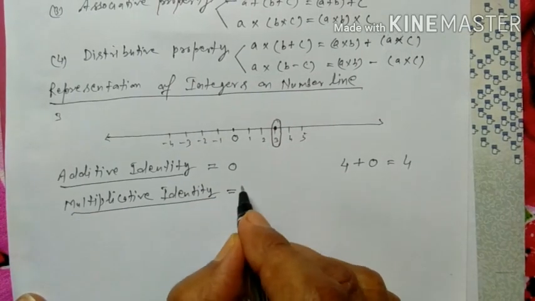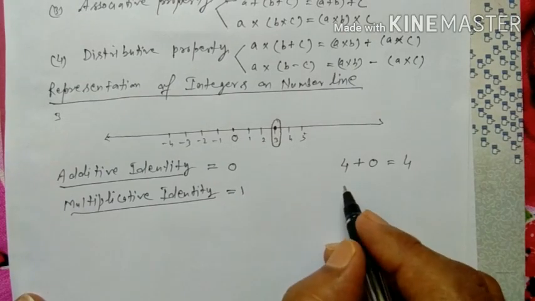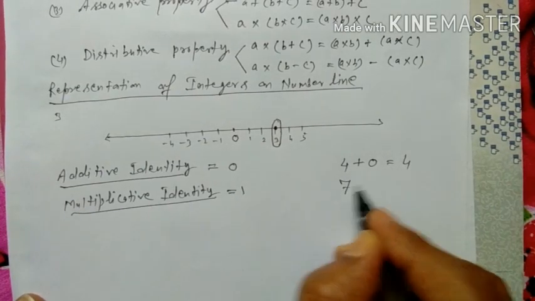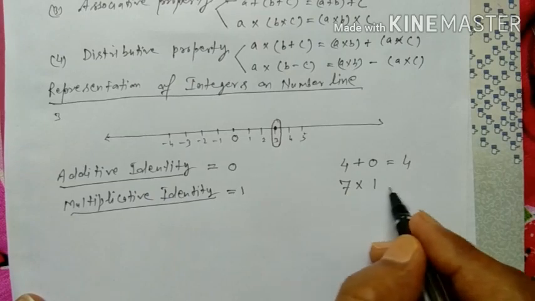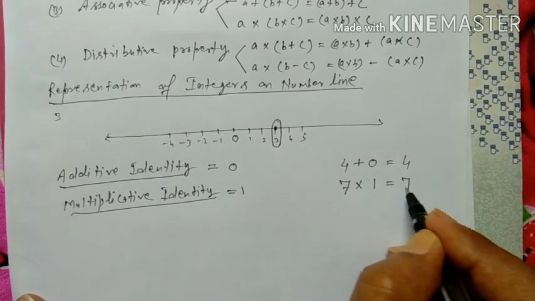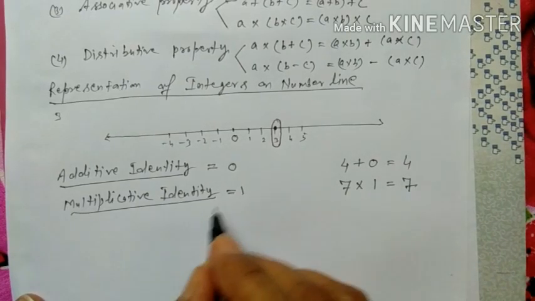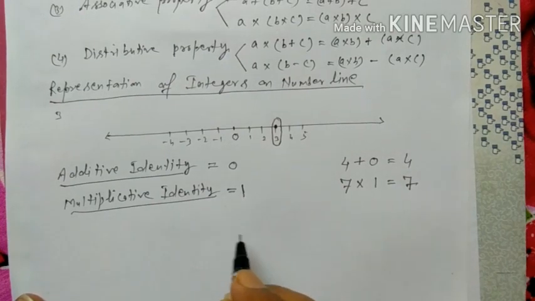Multiplicative identity is 1. When you multiply any number by 1, you will get the same number. So 1 is known as the multiplicative identity.